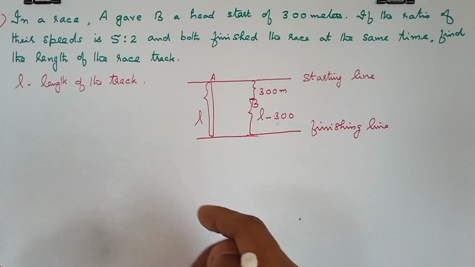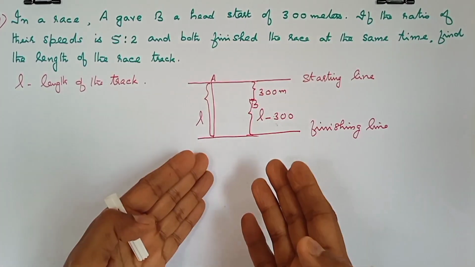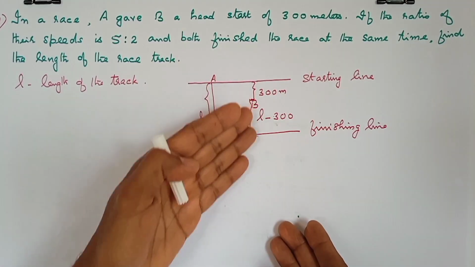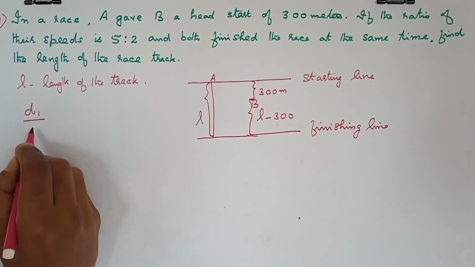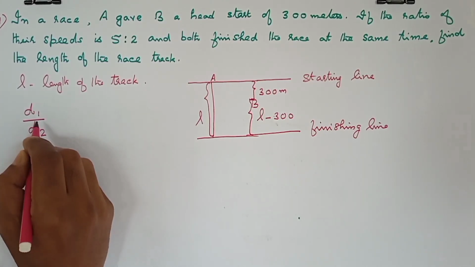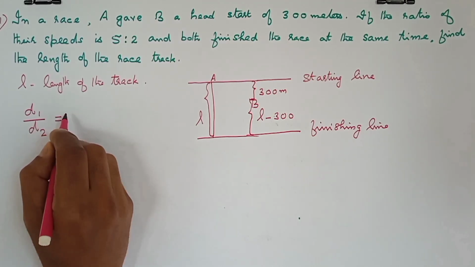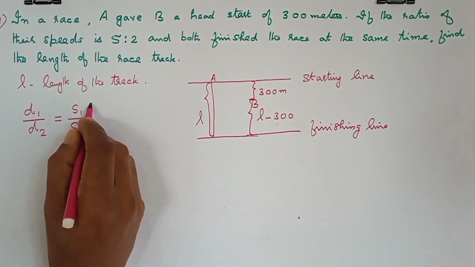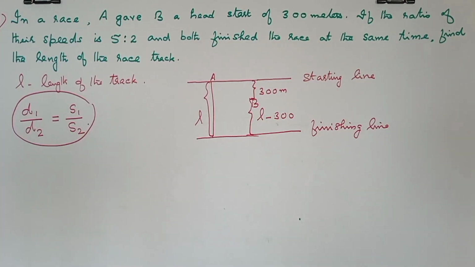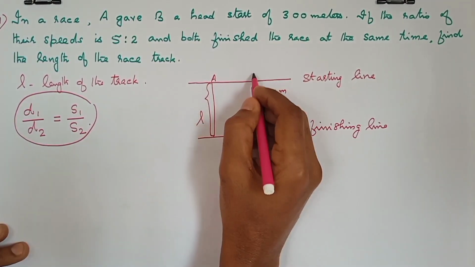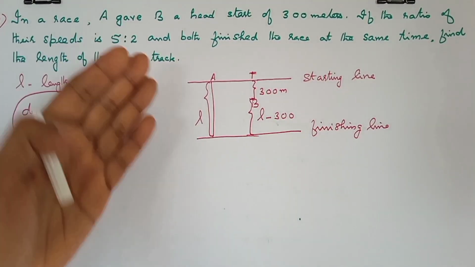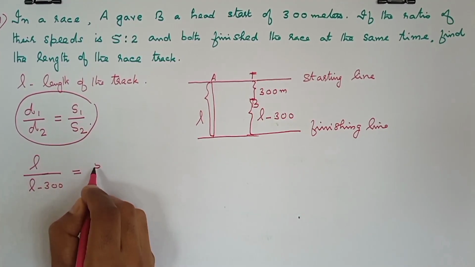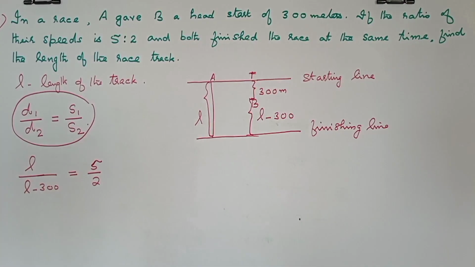So here is a problem with the time being constant, as you can see. During the same time, A finishes a certain length of the race and B finishes another length of the race. So when you have time being constant, we know that distances covered by two moving bodies, if it is d1 and d2, the ratio of the distances covered will be the same as the ratio of the speeds. In this problem, the ratio of distances covered by A and B is L by L minus 300, and the ratio of the speeds is given to be 5:2, which means 5 by 2. Now just cross multiply and solve, you get what they want, which is the length of the racetrack.